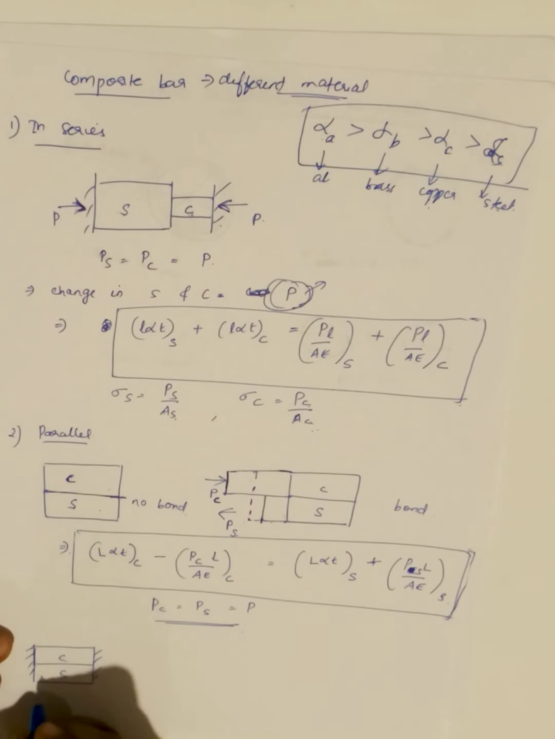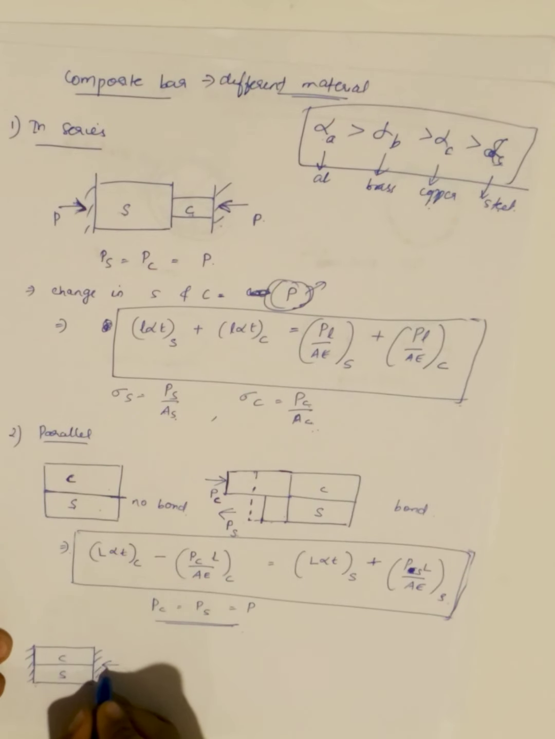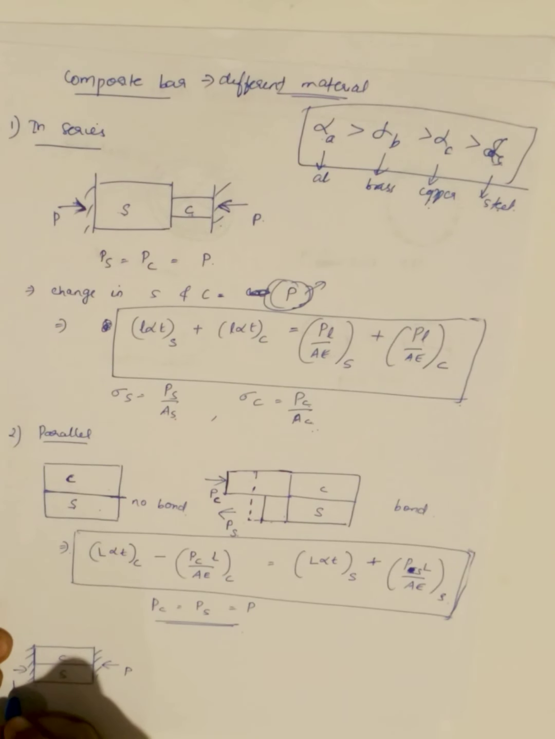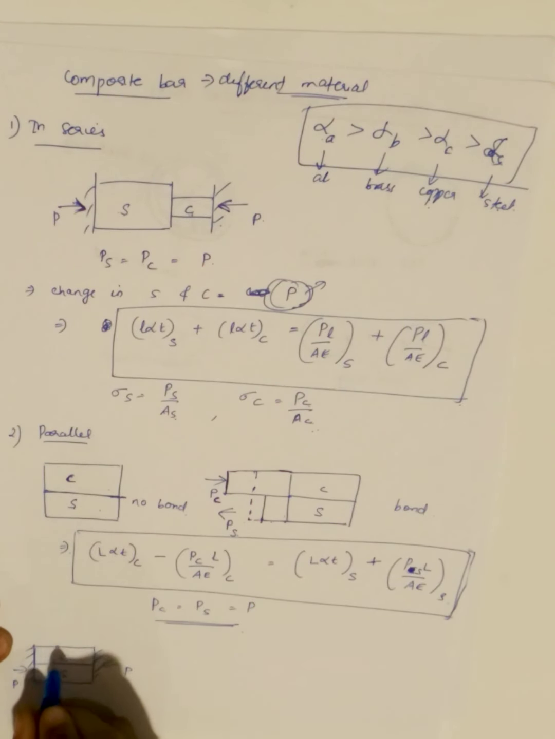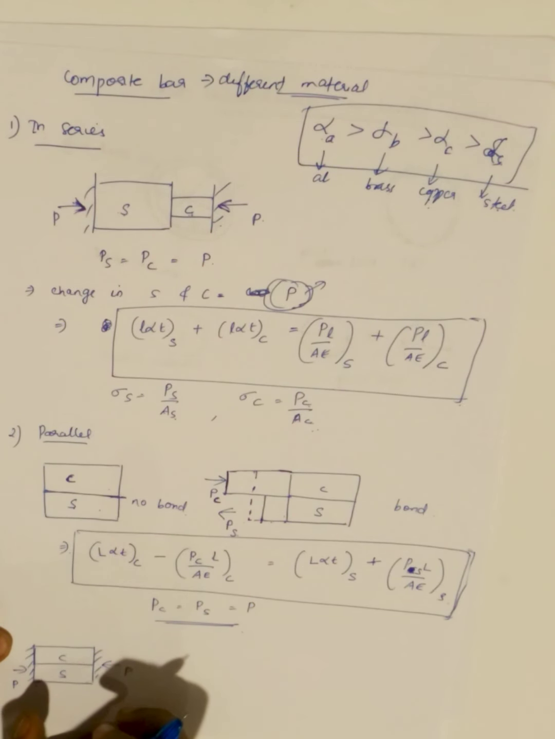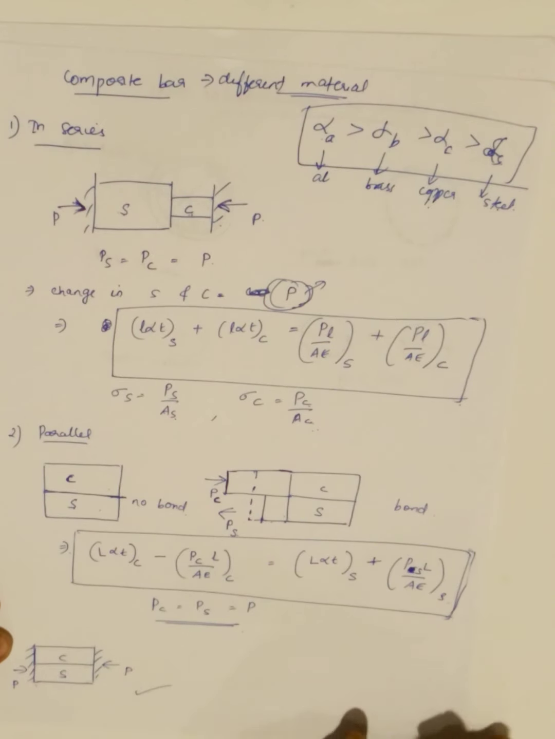Okay, now suppose it is fixed. Copper and steel are bonded together and fixed, then what will happen? There will be a resistance offered if it is trying to increase, so it will act together and resist. That will be the case here.